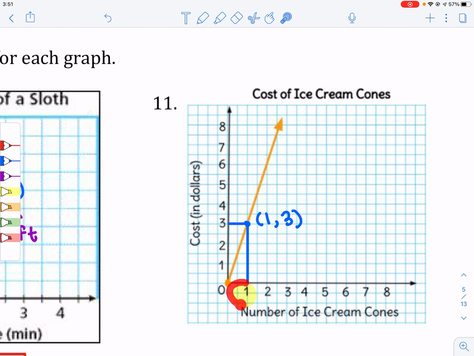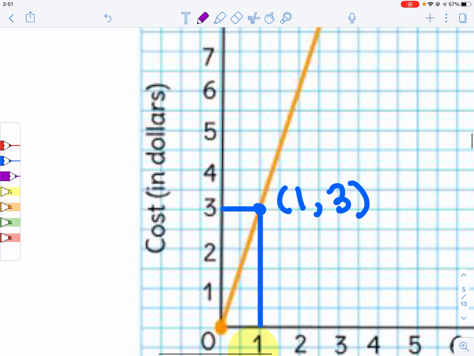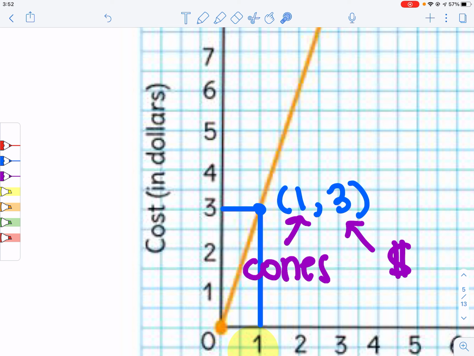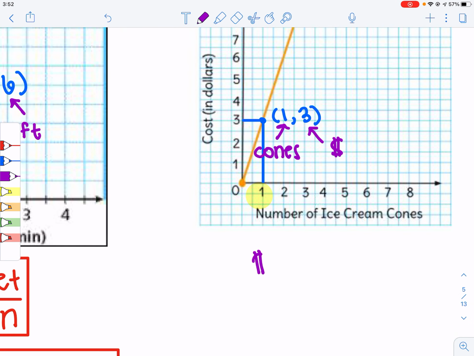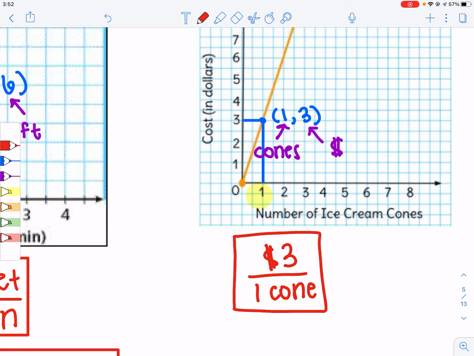It's 1 of these, 1 ice cream cone, and then 3 of these, $3. So these are cones, ice cream cones, and these are dollars. And it's always y over x, so $3 over 1 cone. I'm going to use red here. Okay, so final answer, $3 per 1 cone. No dividing needed, but you do have to do your labels.